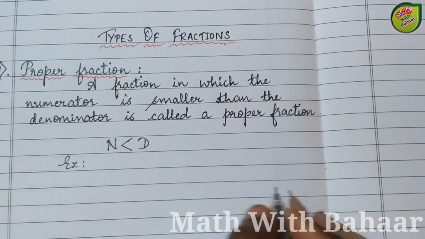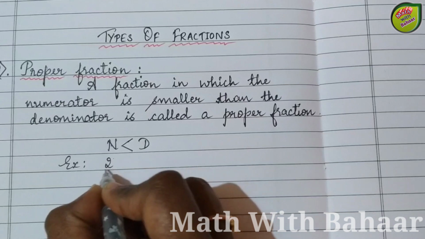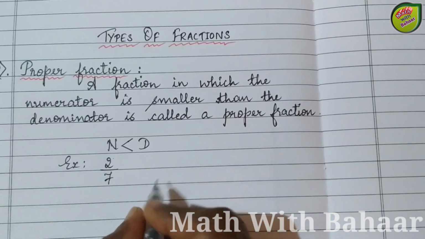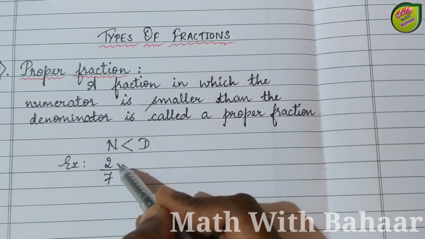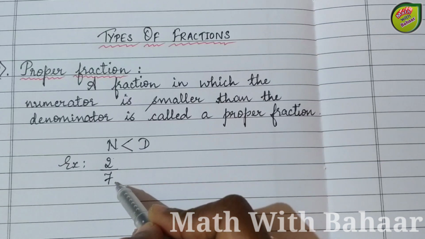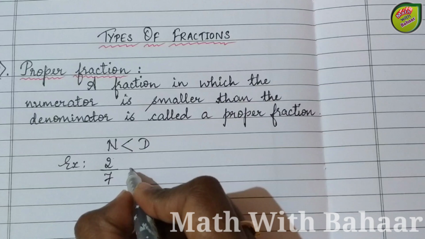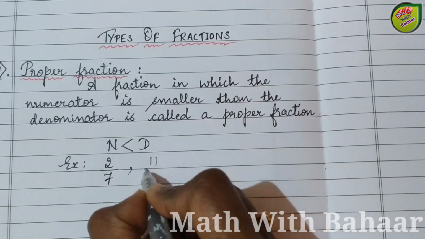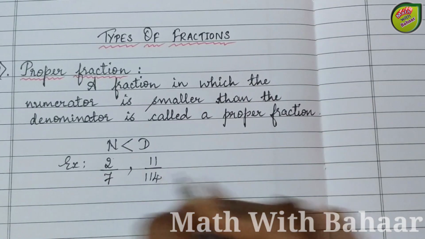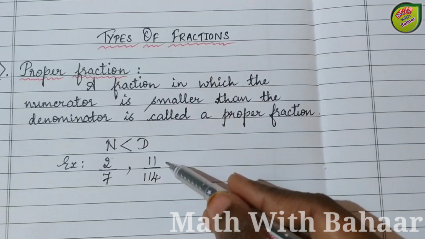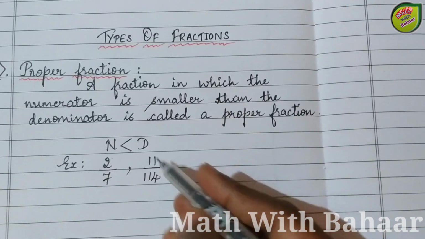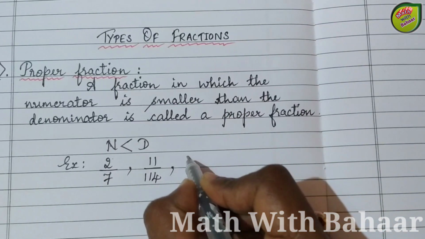Let us take an example. Suppose if we have 2 divided by 7. So, 2 by 7 is a fraction in which 2 is less than 7. 2 is smaller than 7. Let's have one more example. Suppose if we have 11 divided by 114. So, here you can observe that 11 is less than 114.